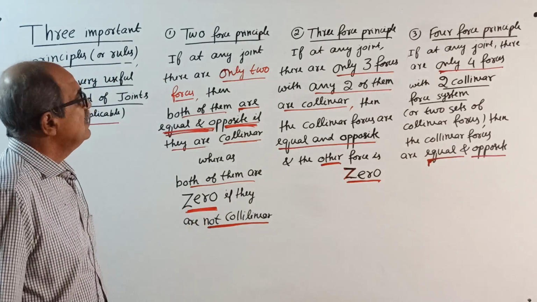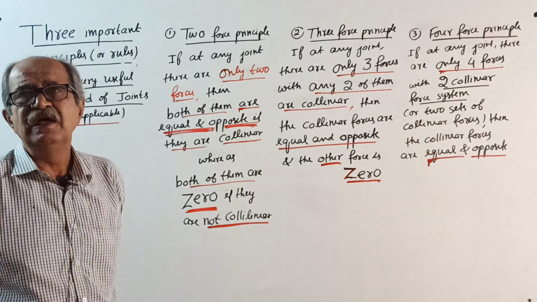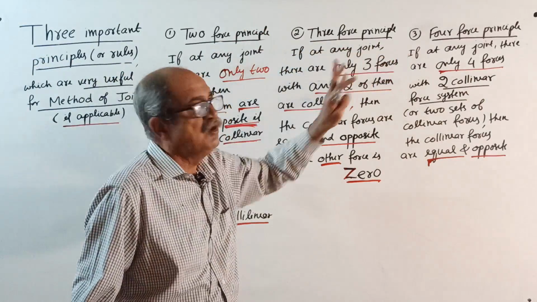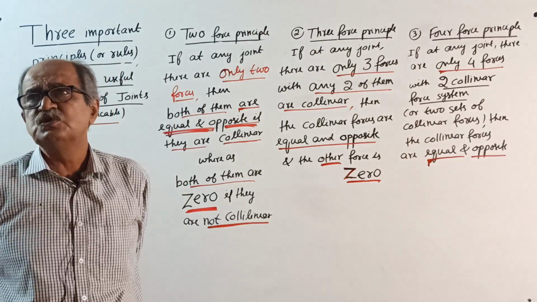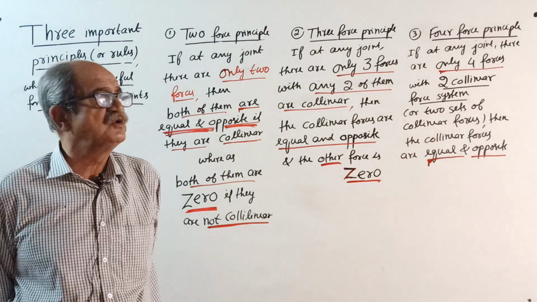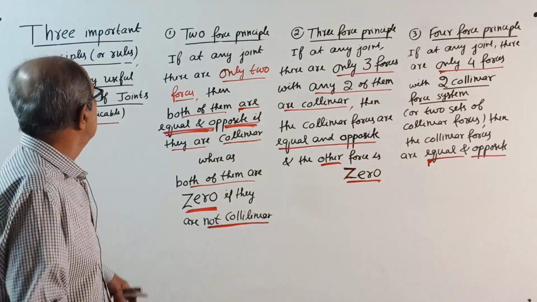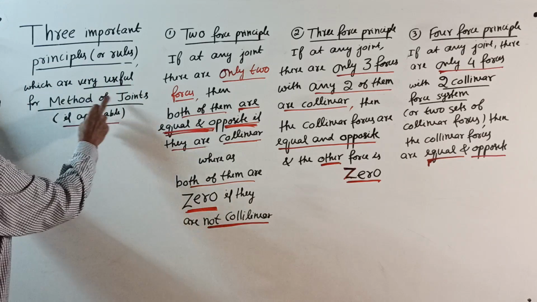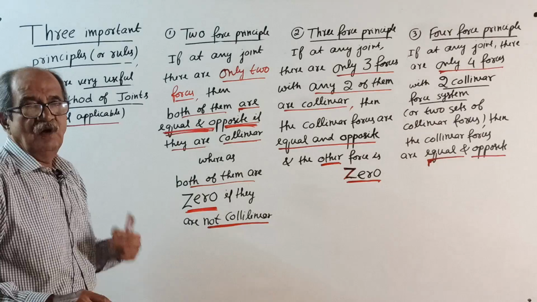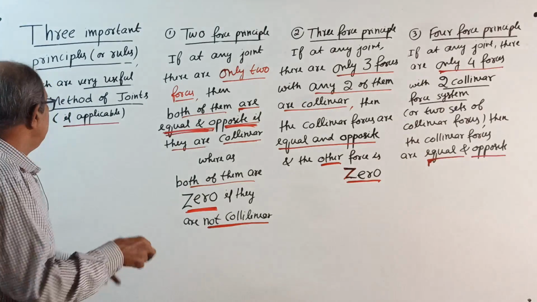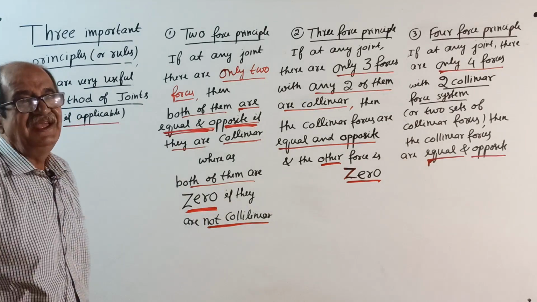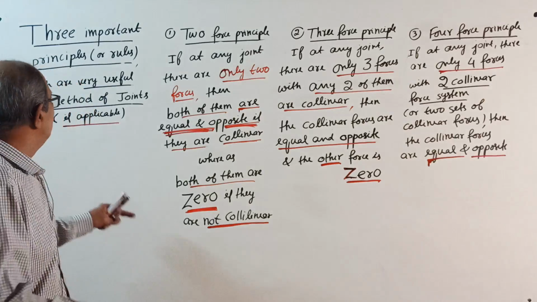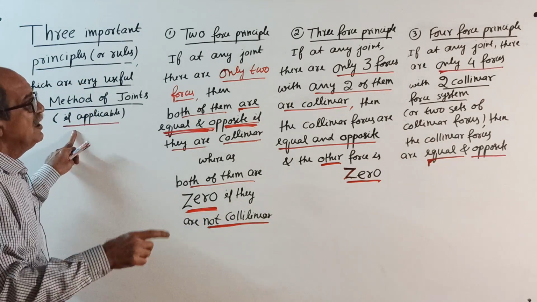Three important principles, or some people say rules. Whatever you want. Later, when you solve the question, I will say either 2-force principle, 3-force principle, or 4-force principle, or 2-force rule, 3-force rule, or 4-force rule. Some short forms you will have, which are very useful for method of joints. Any principle you can apply only if it is applicable. So only when it is applicable, it is useful.